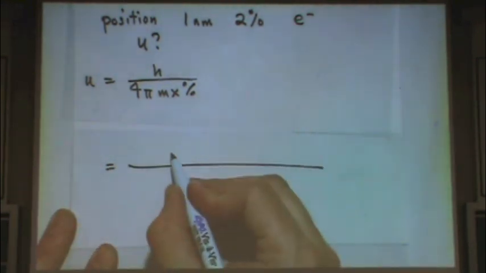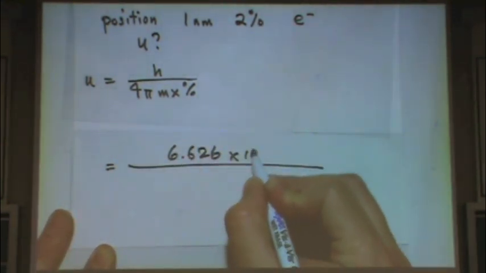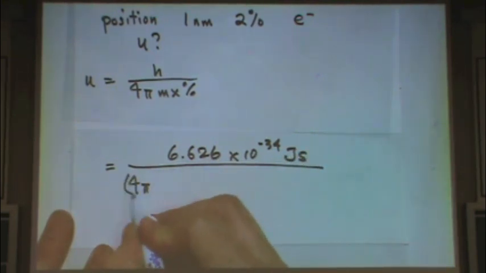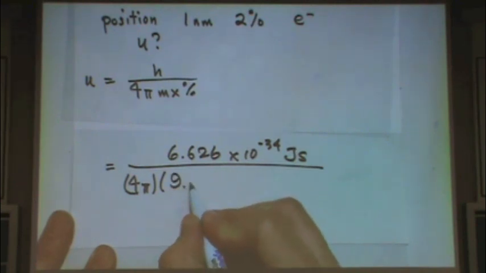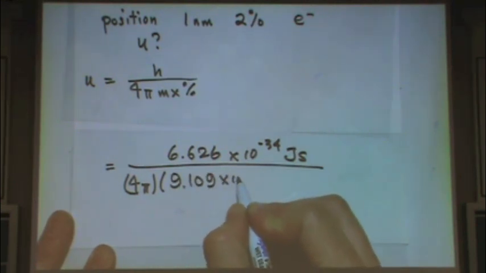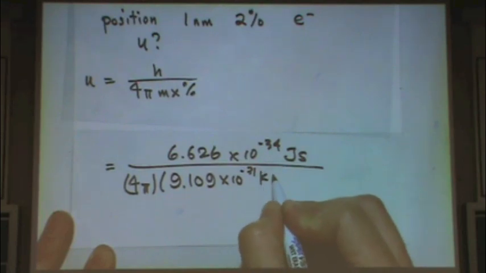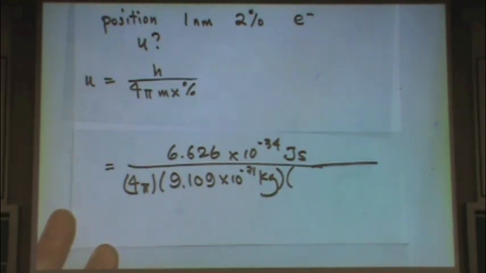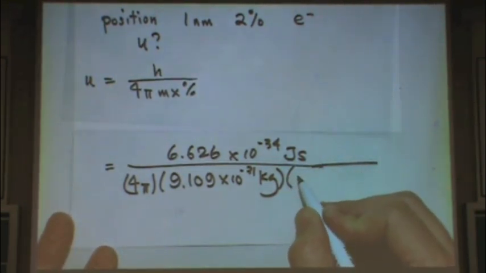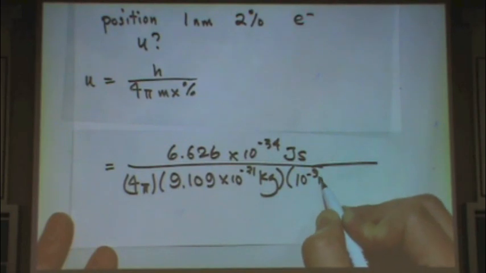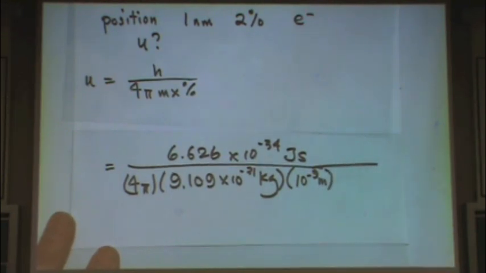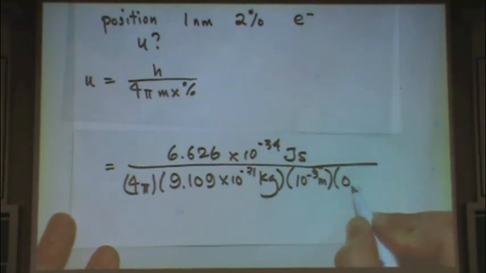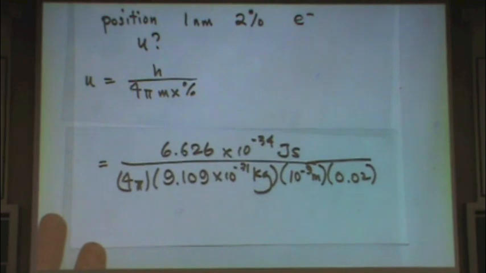That would be h, 6.626, this is given on the exam, times 10 to the minus 34 joule seconds. 4 pi, those are just numbers. M, for the electron that's given on the back of the exam, it's 9.109 times 10 to the minus 31 kilograms. X, given in the problem, I said it's 1 nanometer, you should put that in meters. That would be 10 to the minus 9 meters. Okay, nanometers into meters. And then the percent, that's 2% given in the question. Just make sure to change that to a fraction, okay?